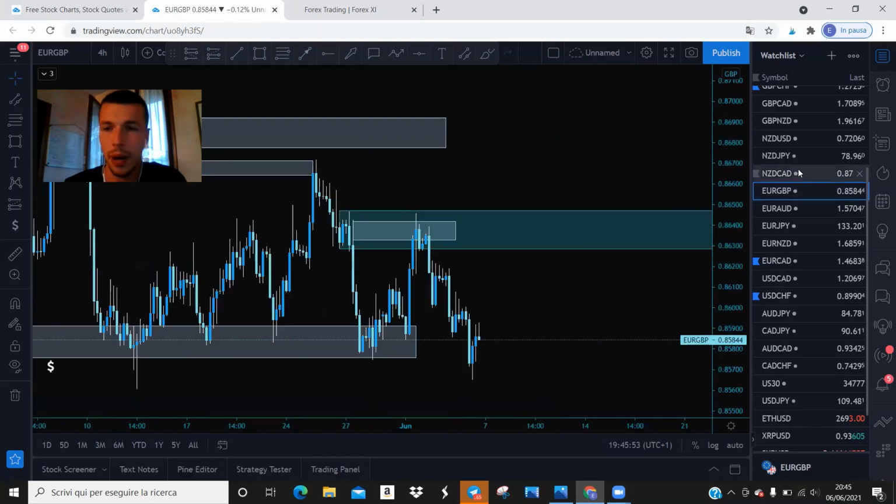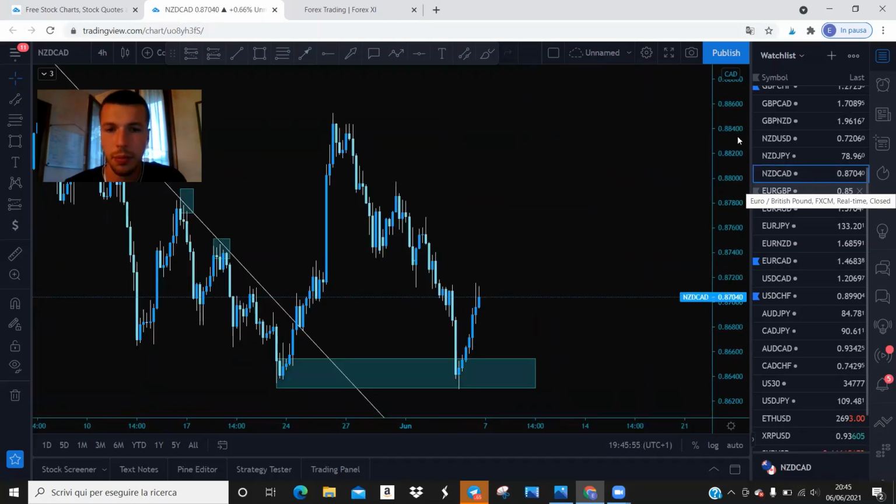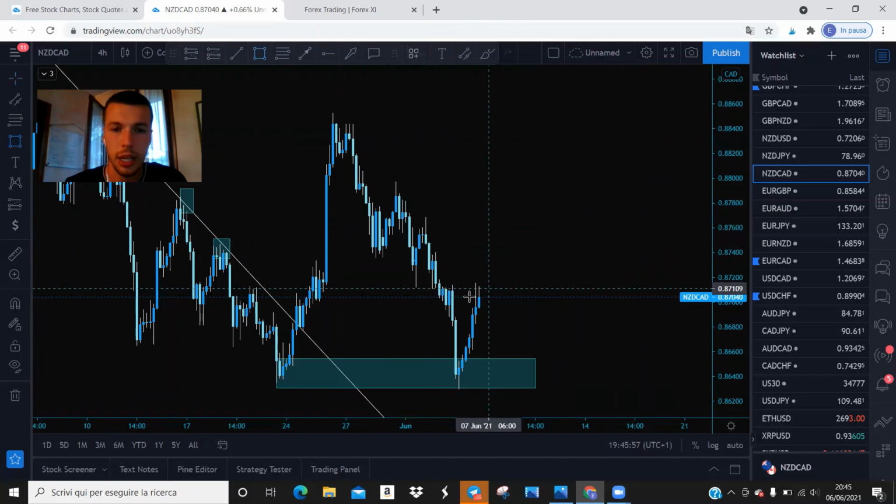NZD/CAD rejected the key area, didn't enter. Again, currently sitting at supply and looking at what happens at supply.